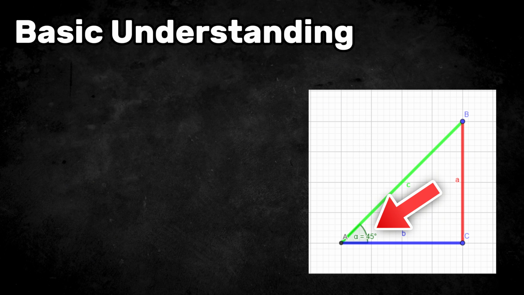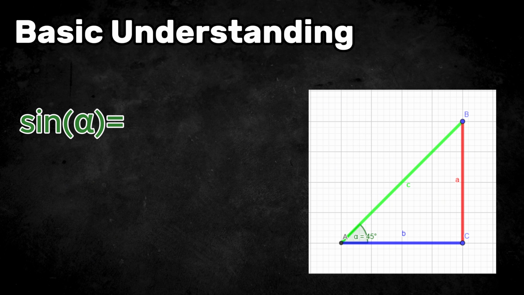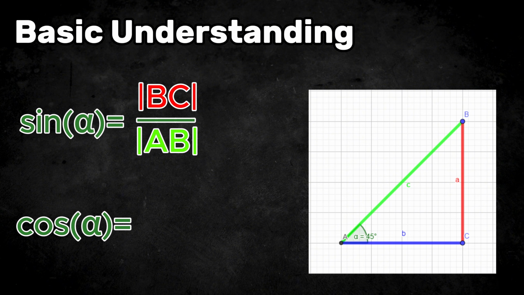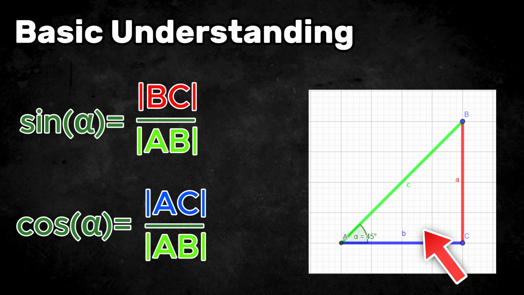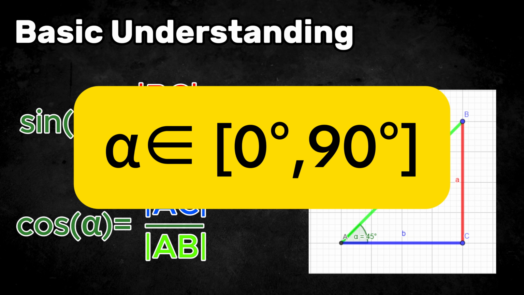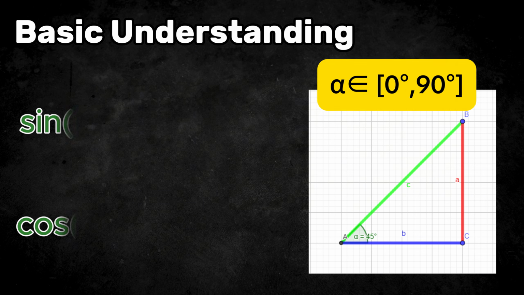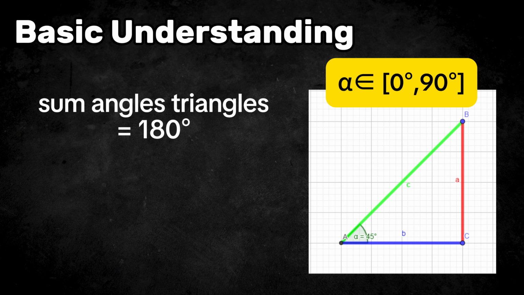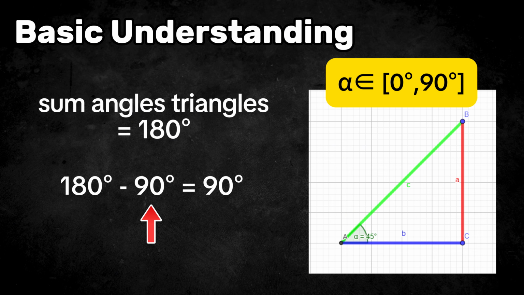You have an angle, and you define sine as the length of the side opposite that angle divided by the length of the hypotenuse. Cosine is the length of the adjacent side divided by the hypotenuse. That works, but only for angles between 0 and 90 degrees. Because the sum of the angles of a triangle is always 180 degrees, and if we have a right triangle, we already have an angle of 90 degrees. So we can see that the other two angles can't be greater than 90 degrees.